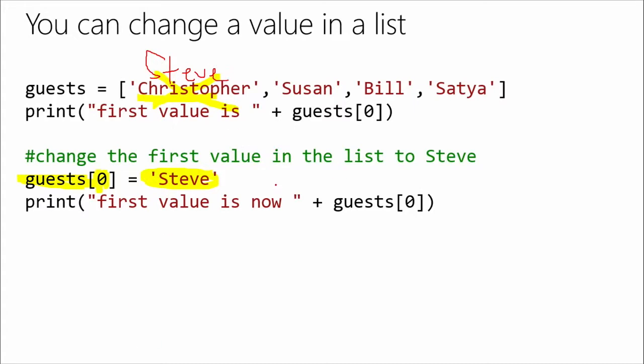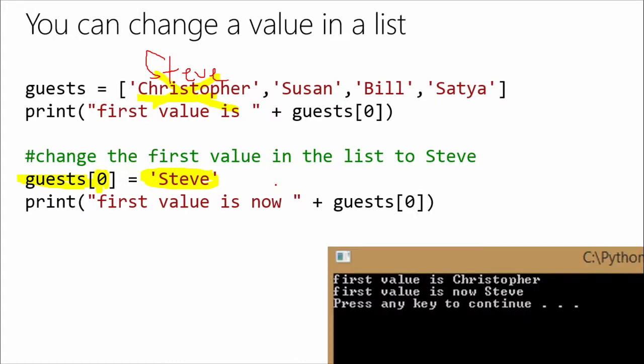All right. So this basically updates that first value from Christopher to Steve. And you can see the way the output, when I print out the value of row 0 or position 0 in the list, it now shows Steve instead of Christopher.